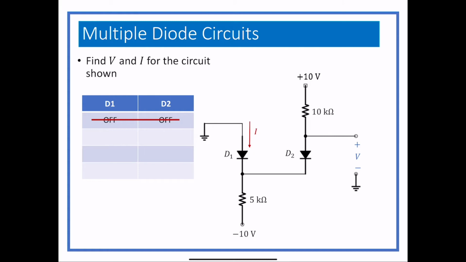So the next thing we're going to try is D1 being on and D2 being off. So when we do that, D1 is a short circuit and D2 is an open circuit. And then we look at where the voltages are in this circuit, and we have 0, which is okay. And then we have plus 10 and 0 across that gap, which again doesn't work. So that's not going to work either.